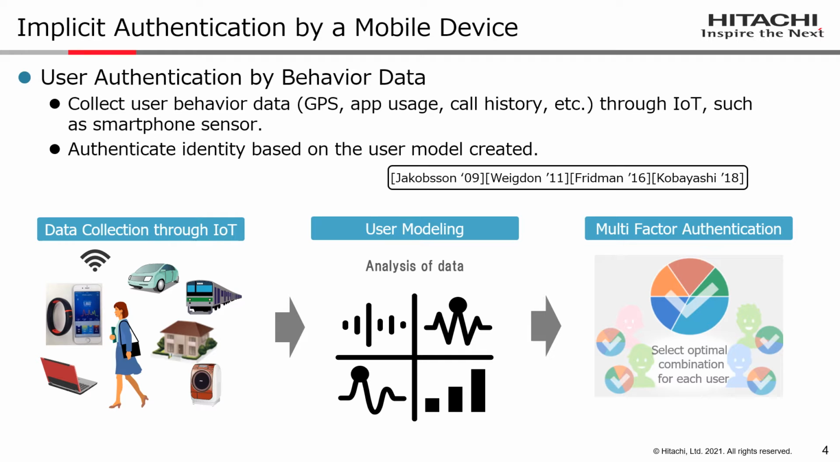In the literature, there are some studies for mobile device authentication by behavior data. They collect user behavior through IoT such as smartphone sensors and authenticate identity using the user model created. They pursue the balancing of safety and convenience.